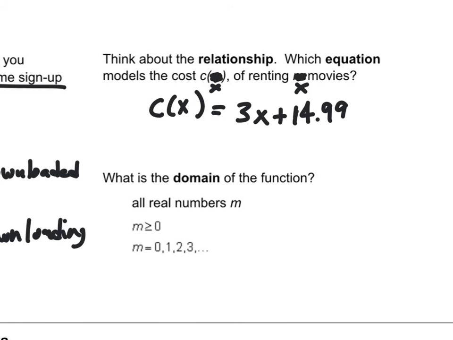Okay? And so you would say C of X is equal to 3X plus $14.99. And what this means, and your ability to read this and go, what does every single thing in this equation mean and what does it represent? What does the $14.99 represent? That's the one-time fee. I'm going to add that to the cost that is associated with however many movies I download.